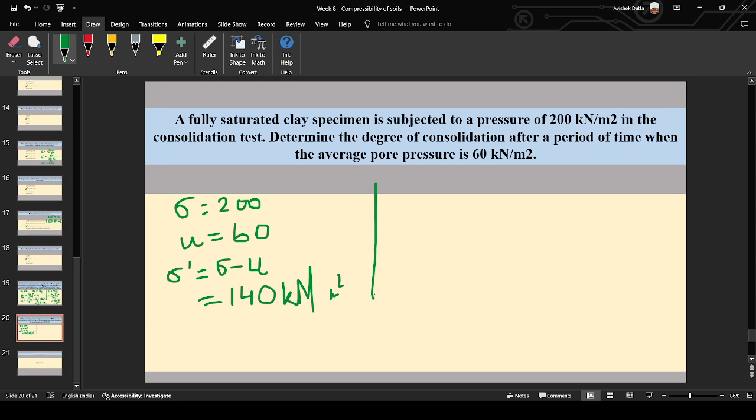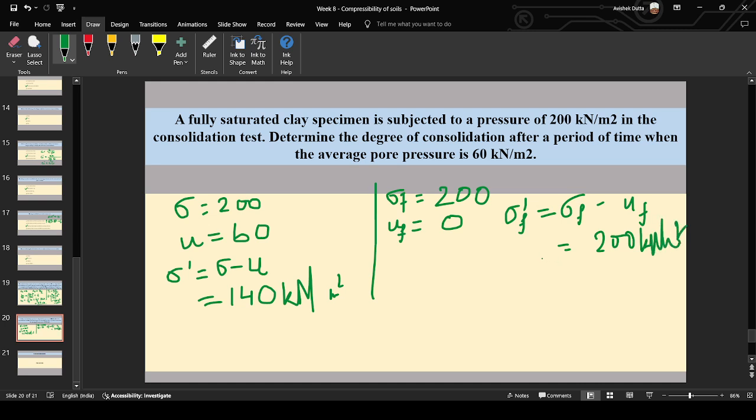Now, for the final case, we know at the final stage when the consolidation will be over, then the final total pressure is 200. At the final stage, the water will not be there. So the pore pressure will be 0. UF will be equal to 0. So the final effective pressure will be equal to sigma F minus UF, that is equal to 200 kilonewton per meter square. This is sigma dash F.